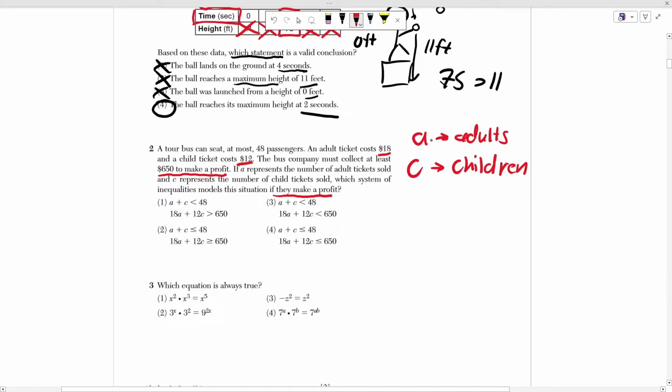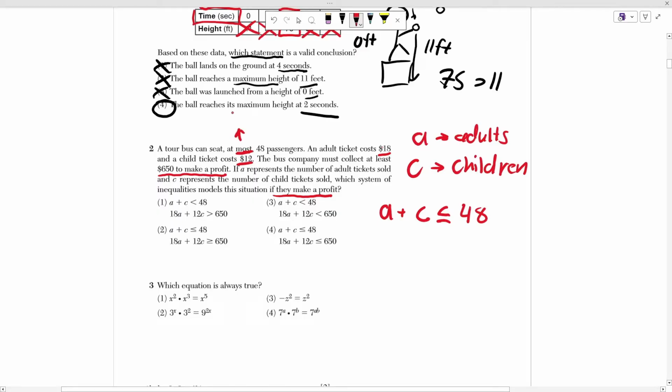So look, A represents the number of adults and C represents the number of children, okay? They just said that at most, the bus can seat 48 passengers. So the capacity of this bus is 48 people, right? You can't fit any more than 48 people on this bus, which means that the number of adults plus the number of children cannot go above 48, okay? At most, it can be 48. So A plus C has to be less than or equal to 48, okay?